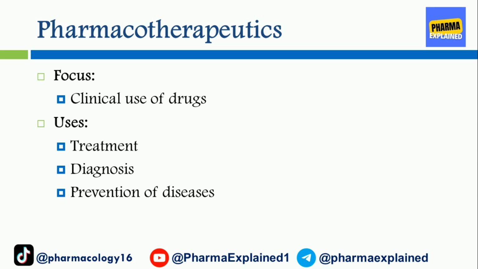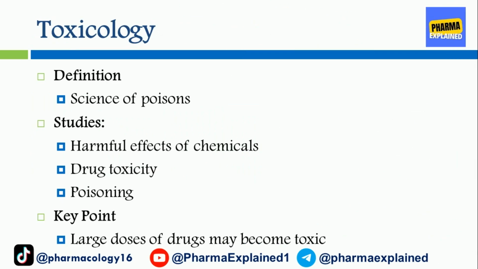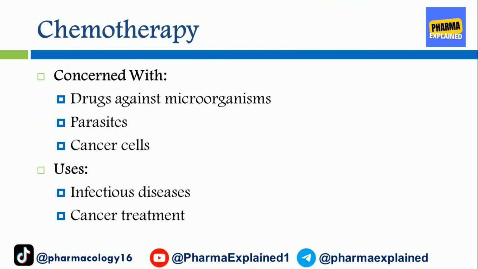Pharmacotherapeutics deals with the clinical use of drugs in the treatment, diagnosis, and prevention of diseases. Toxicology is the science of poisons. It studies harmful effects of chemicals and drugs. Interestingly, many drugs can become poisonous when taken in large doses. Chemotherapy is concerned with drugs used against microorganisms, parasites, and cancer cells. Today, chemotherapy also plays a major role in cancer treatment.